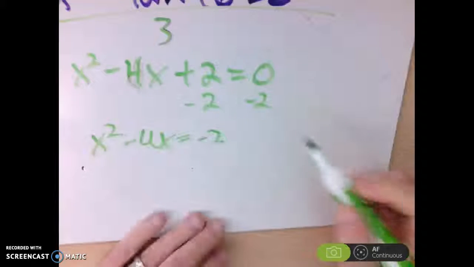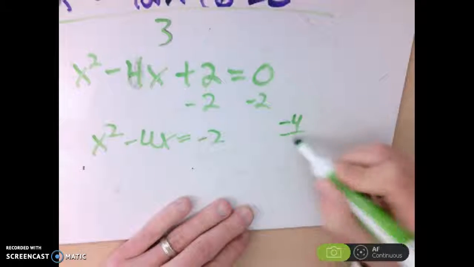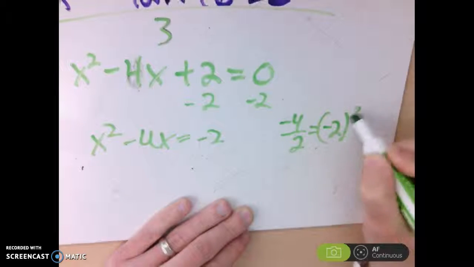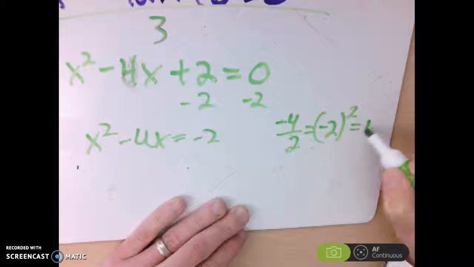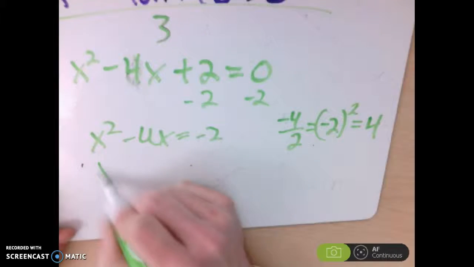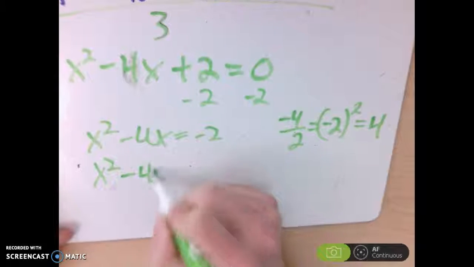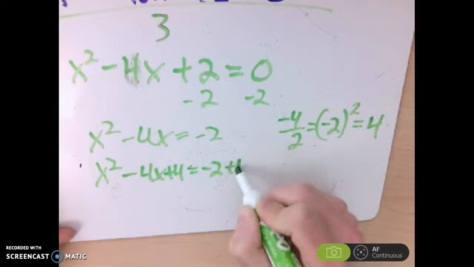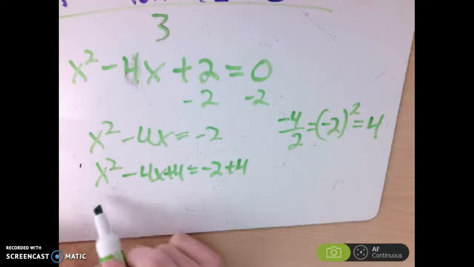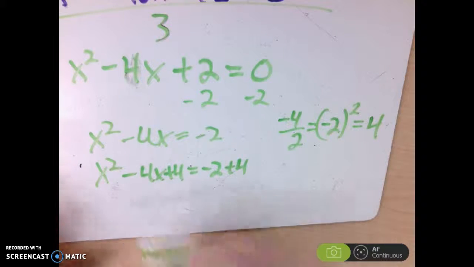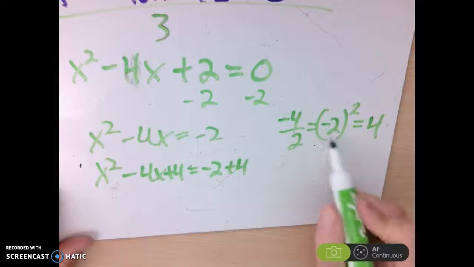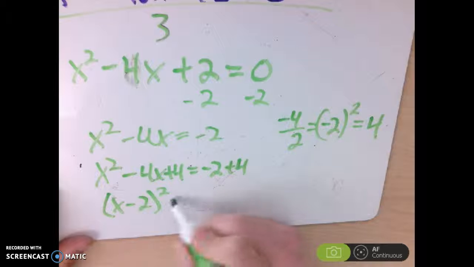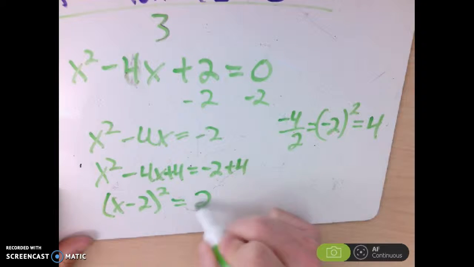I'm going to take that negative 4 now. Negative 4 over 2 equals negative 2. I'm going to square that, and it equals positive 4. So I'm going to add that 4 to both sides. So I get x squared minus 4x plus 4 equals negative 2 plus 4. So once again, perfect square trinomial, and I know that the factor is this negative 2. So I get x minus 2 squared equals negative 2 plus 4 is 2.